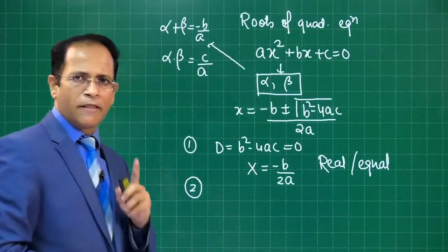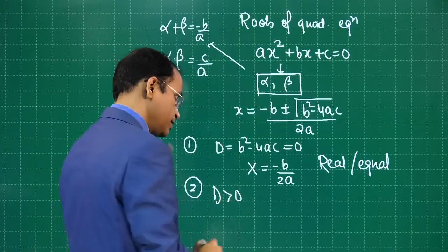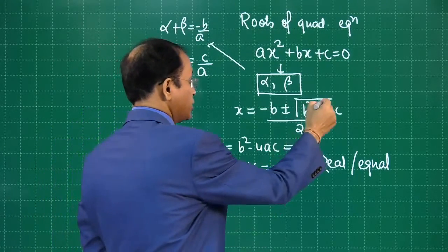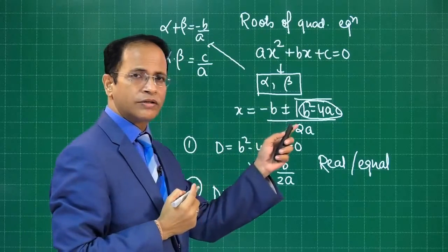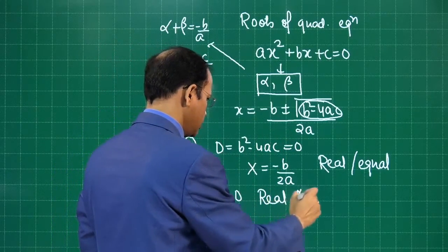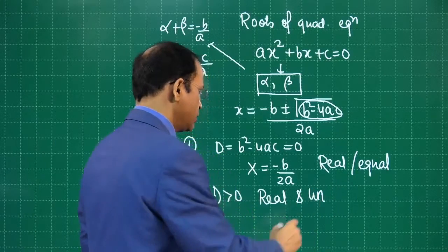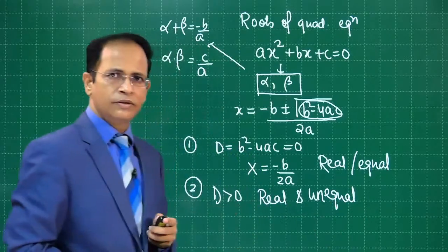Correct? Fine, students. Then we have d, which is greater than 0. So d greater than 0 means we are talking about these roots. We have real and unequal roots, right? This is what we talk about, isn't it?